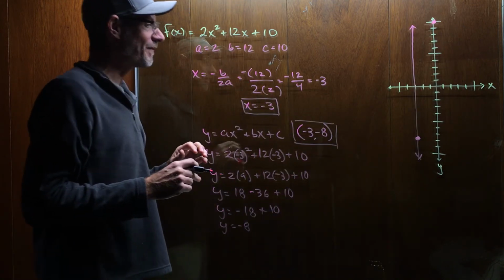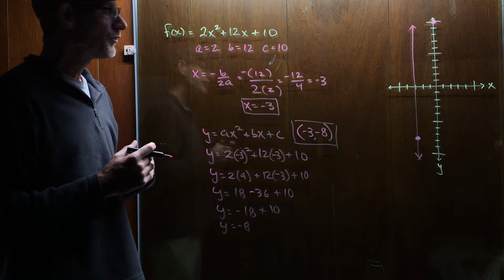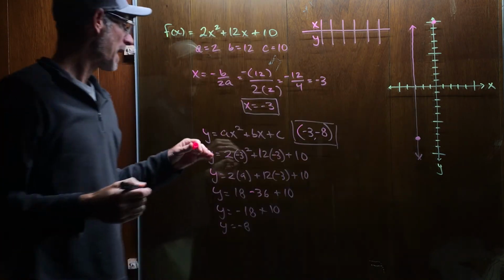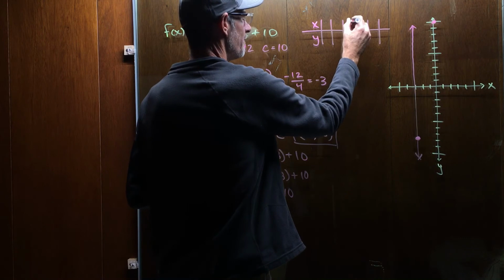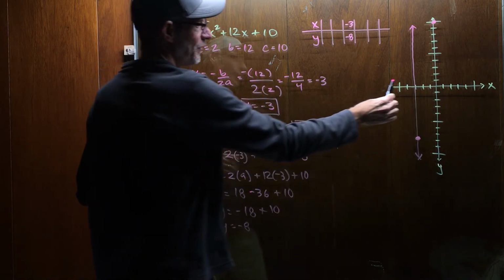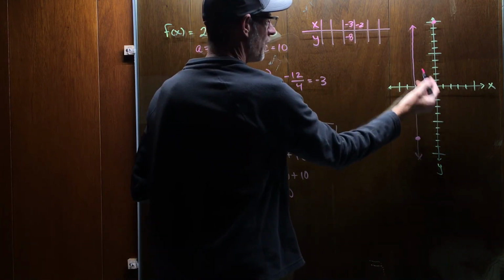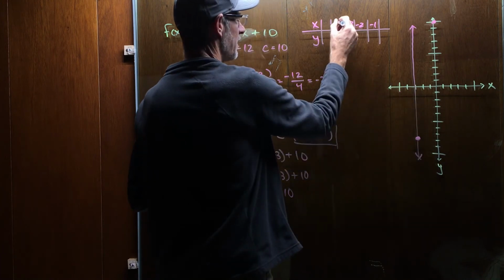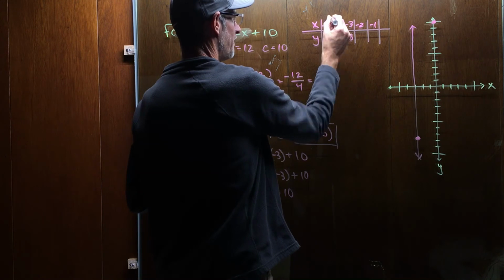In order to graph this, I'm going to need to plot more points on my graph. So I'm going to want to make a table. And on my table, my vertex will fill the very middle position. And from negative 3, 1 to the right is negative 2. And from negative 2, 1 to the right is negative 1. From negative 3, 1 to the left is negative 4. And from negative 4, 1 to the left is negative 5.